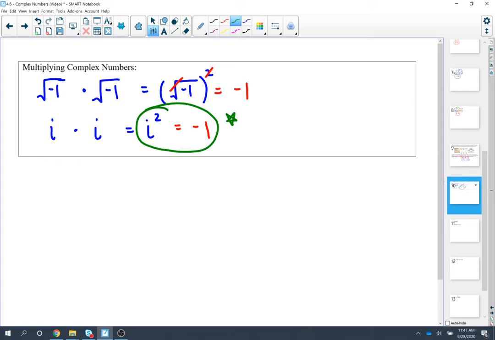Because if we're talking about standard form of complex numbers, which is a plus bi, notice there is never an i squared. i squared cannot be in a final answer with a complex number, because i squared is really the same as -1.